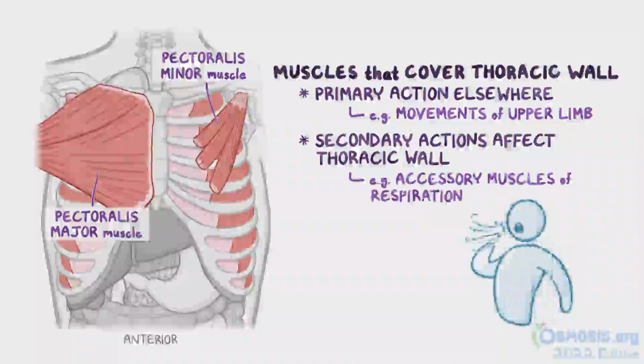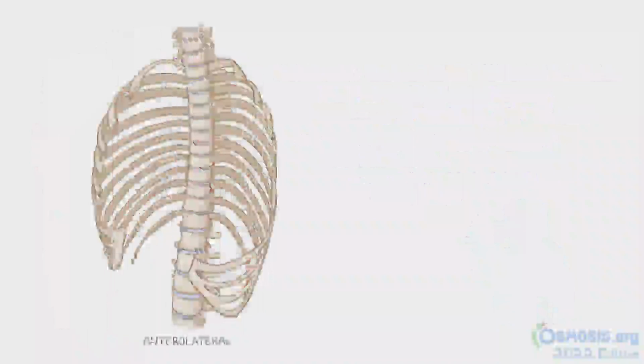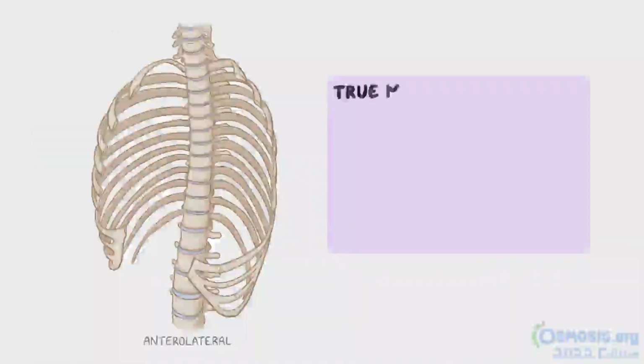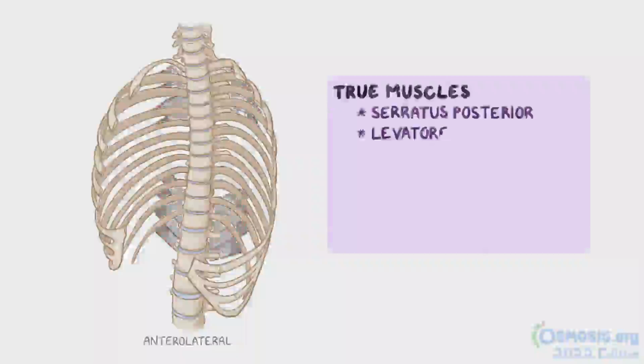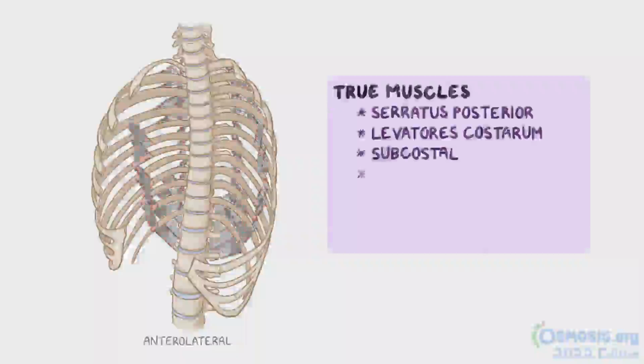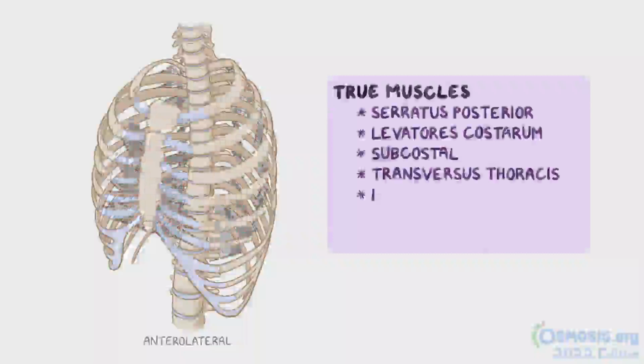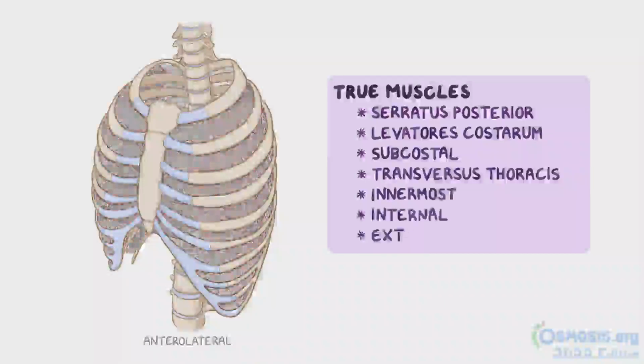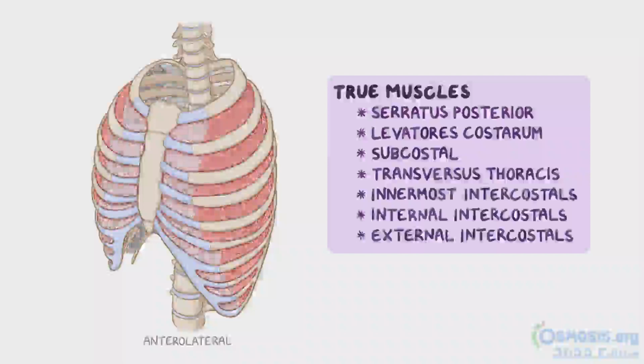However, the thoracic wall also does have muscles that have their primary action in the thoracic wall, and these are called the true muscles. They are the serratus posterior, levatores costarum, subcostals, transversus thoracis, and the innermost, internal and external intercostals. Let's start with the two serratus posterior muscles.